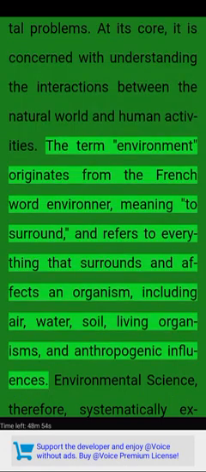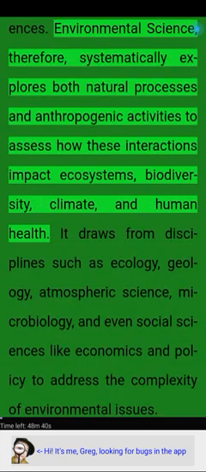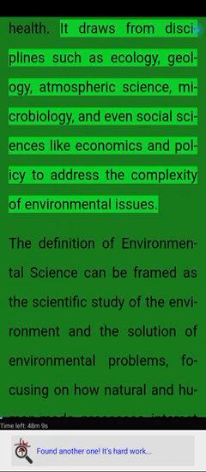The term environment originates from the French word environner, meaning to surround, and refers to everything that surrounds and affects an organism, including air, water, soil, living organisms, and anthropogenic influences. Environmental science, therefore, systematically explores both natural processes and anthropogenic activities to assess how these interactions impact ecosystems, biodiversity, climate, and human health. It draws from disciplines such as ecology, geology, atmospheric science, microbiology, and even social sciences like economics and policy to address the complexity of environmental issues.